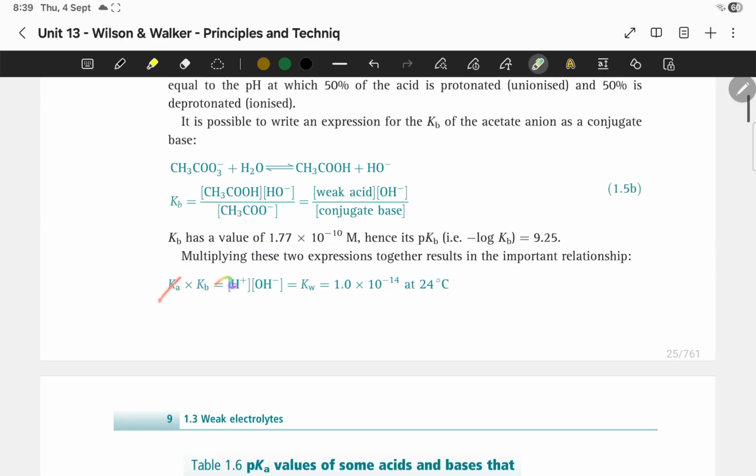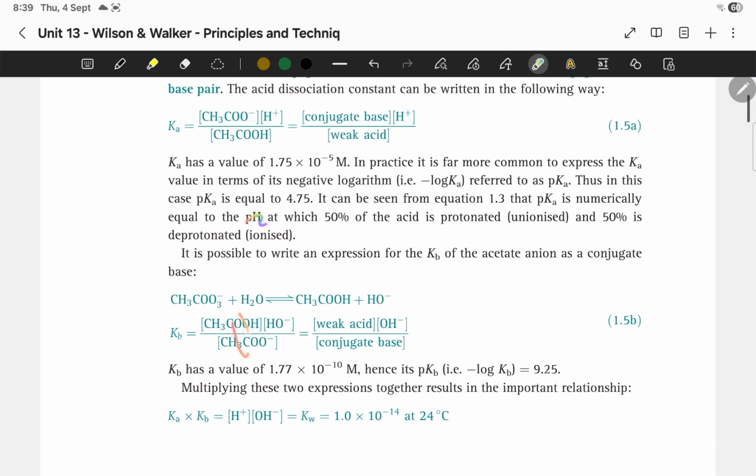So we'll know that Ka into Kb equals the concentrations of H plus and OH minus, because everything else cancels out. Okay, this and this cancel out with this and this, so multiplying these, we'll get this.